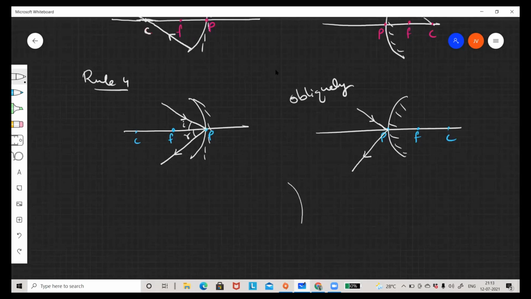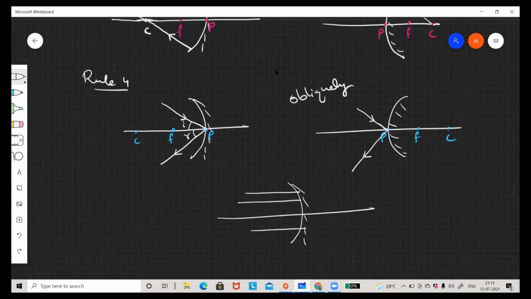In the case of a concave mirror, the first ray diagram I'm going to do. So a beam of light, a parallel beam of light, if it is incident parallel to the principal axis, after reflection all of the rays converge to a point on the principal axis. That point is called the principal focus. This is the case where the image is formed at the principal focus, and because all the light rays have intersected at a point, the image is very small sized.